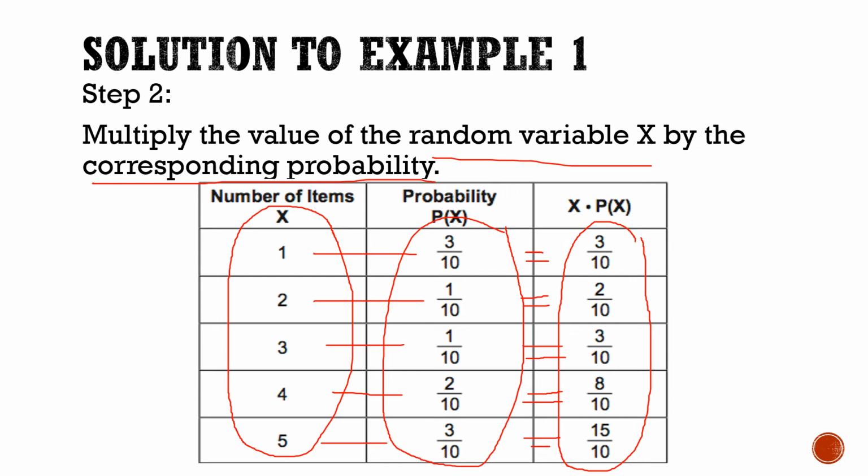So let's check first the 5 values under your third column. Since they have the same denominators here, we just simply copy your denominators, and we need to add or get the total of those numerators involved. So 3 plus 2, that will be 5, plus 3, that will be 8, plus 8, that will be 16. So 16 plus 15 will be equal to 31. Now, your 31 over 10 is the value of the mean for this example number 1 problem.